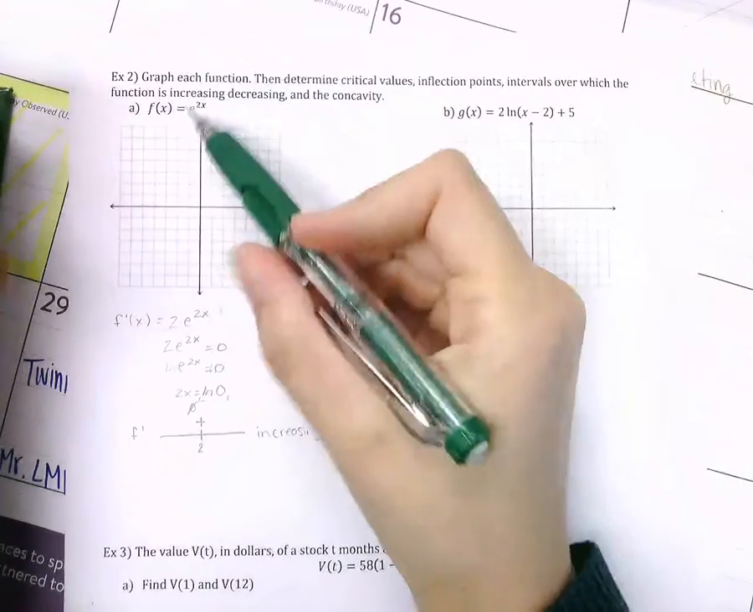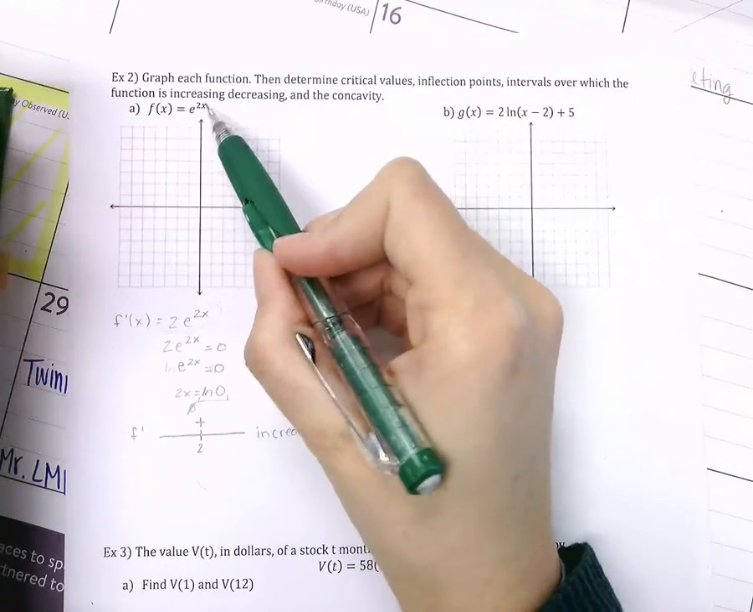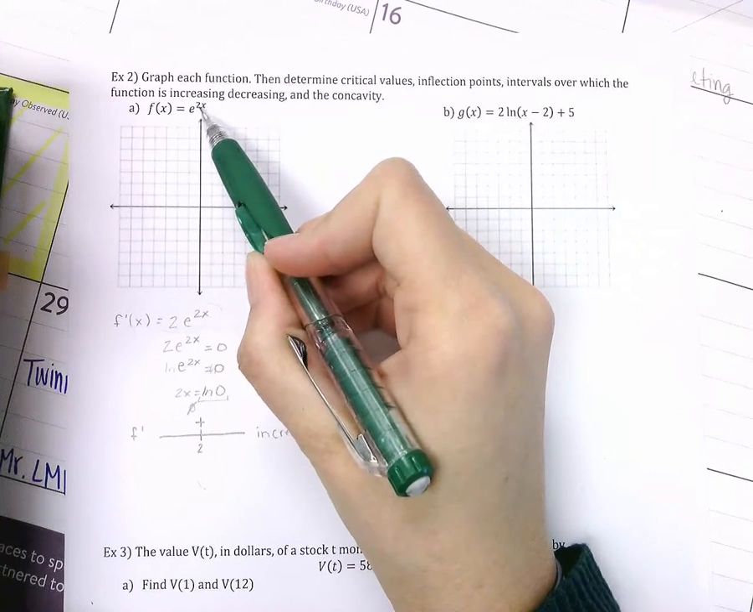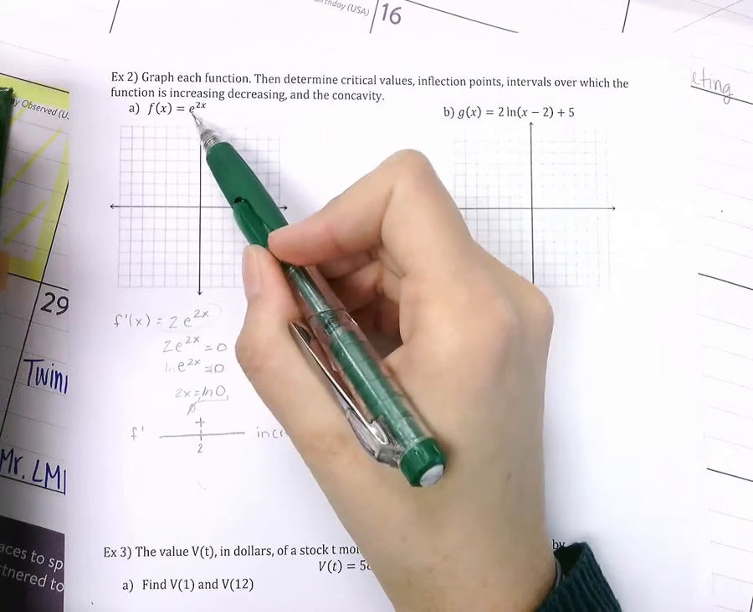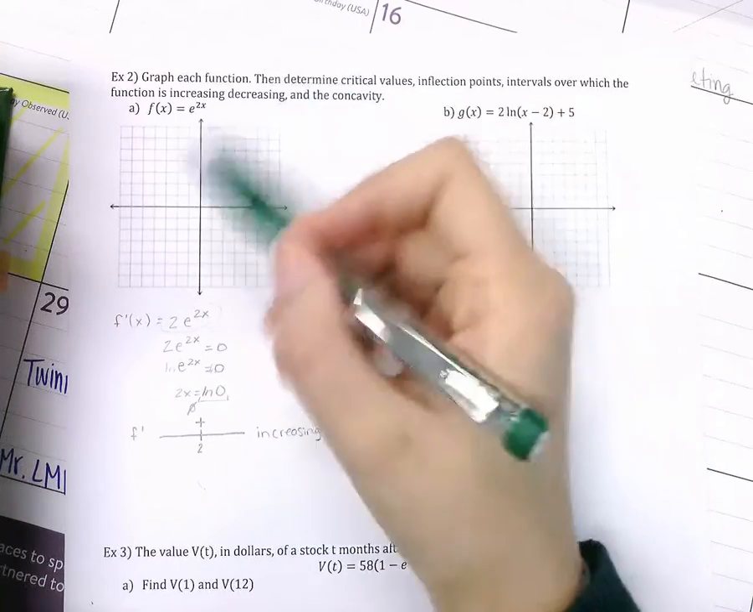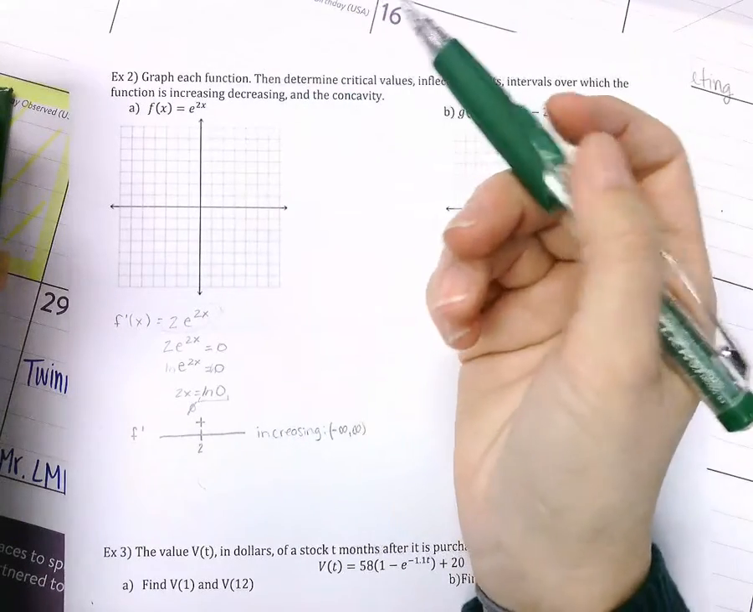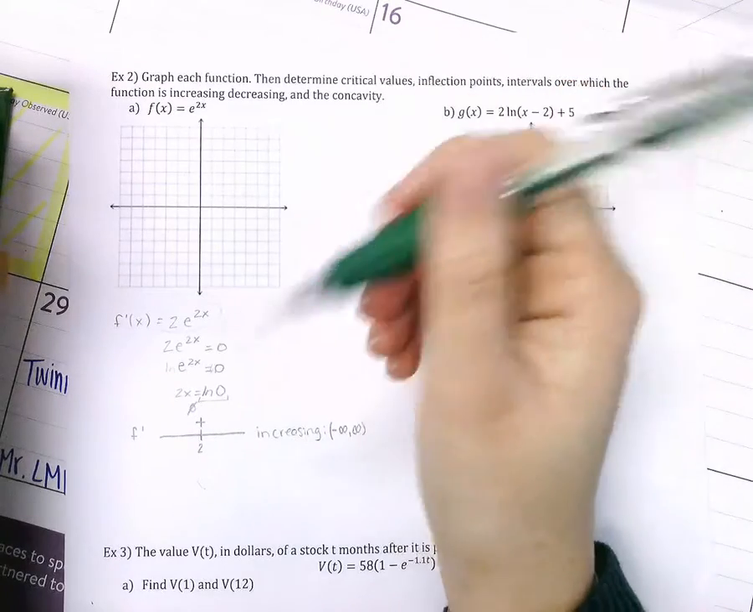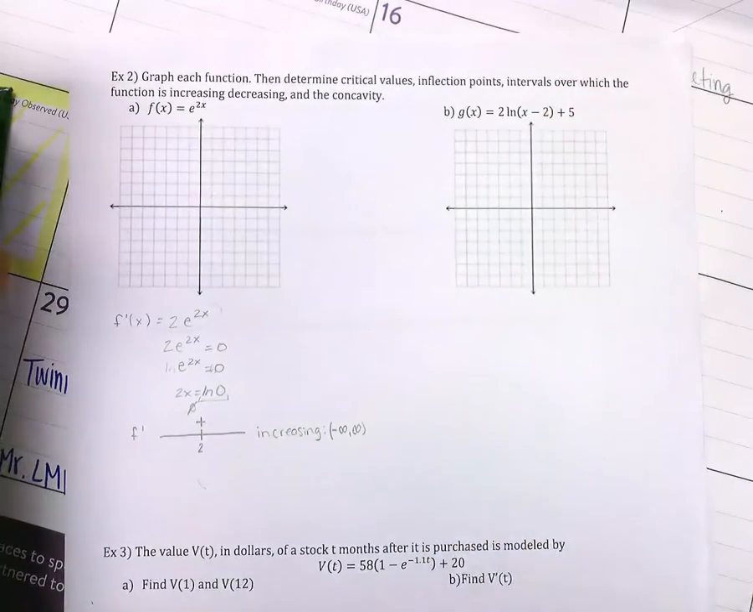So basically, if it's e to some constant times x, if the constant's positive, it's going to be increasing everywhere, and if the constant's negative, it's going to be decreasing. And if it's something else, then you could have solutions. I'll go over a situation maybe where you'd have a solution. But we need to do the second derivative.